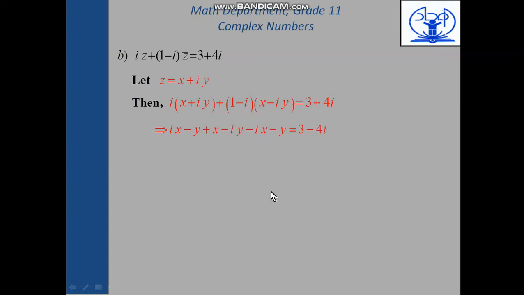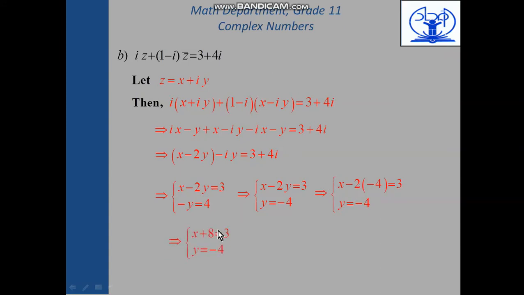Take the real part and the imaginary part of the first member, so x minus 2y minus iy equals 3 plus 4i. Equality of two complex numbers, so real part equals real part, x minus 2y equals 3, and imaginary part, minus y equals 4. So y is equal to minus 4, and we replace y by its value in the first equation. So we get x plus 8 equals 3 and x equals minus 5. We have x and y, so we can deduce the value of z, the solution of the equation. z equals minus 5 minus 4i.